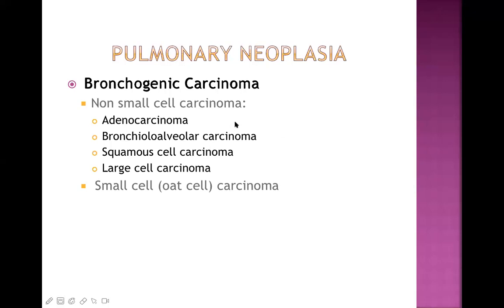Now, there are different types of bronchogenic carcinoma. Adenocarcinoma of the lung, bronchiolo-alveolar carcinoma, which some textbooks mention as one type of adenocarcinoma itself, squamous cell carcinoma and large cell carcinoma. And one more is called small cell or oat cell carcinoma.